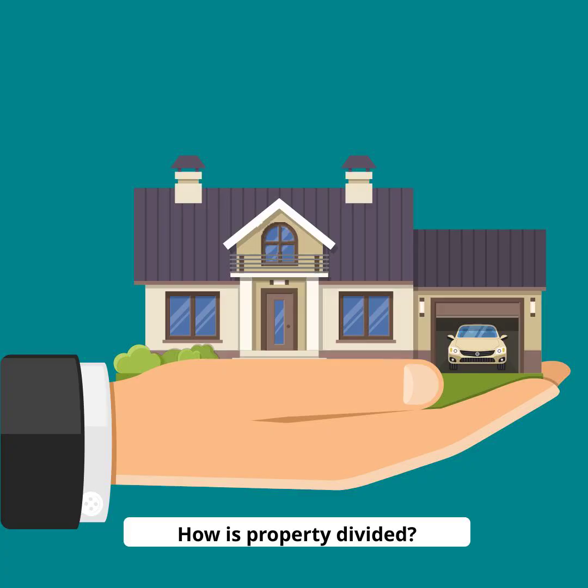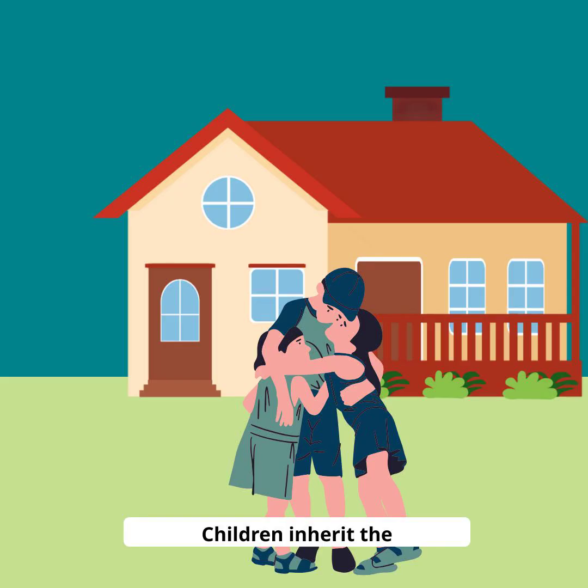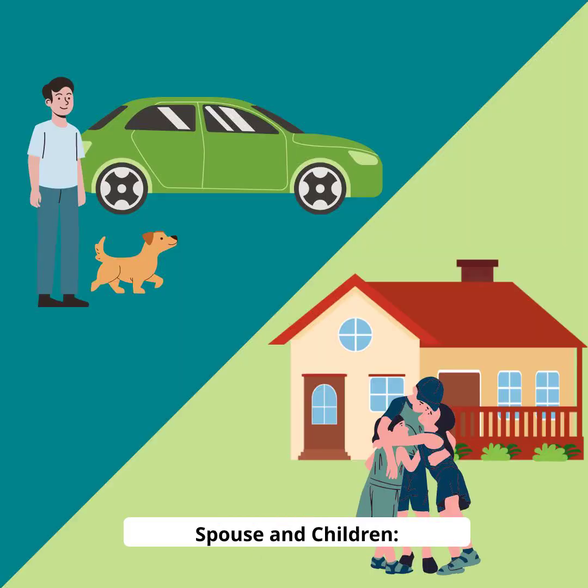How is property divided? Louisiana has specific laws about who gets what when there is no will. Here's a quick overview. Children inherit the entire estate in equal shares when no spouse exists. Spouse and children. The spouse gets a usufruct over the community property. They can use it until they die or remarry. The children inherit ownership of the property.